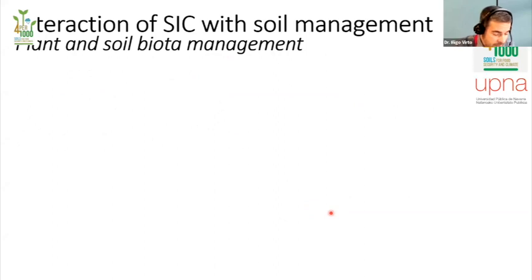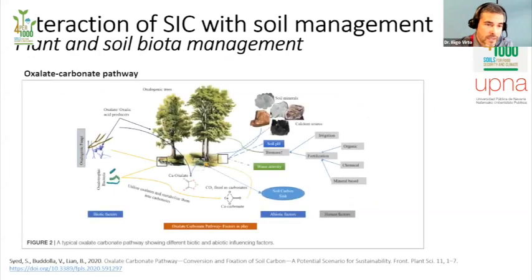And finally, I would like to talk about the plant and biota management. There are many ways in which agricultural management can induce changes in the concentration of CO2 in the soil, for instance, but in particular, there is a case that I would like to bring here today, and this is the case of the oxalate carbonate pathway.